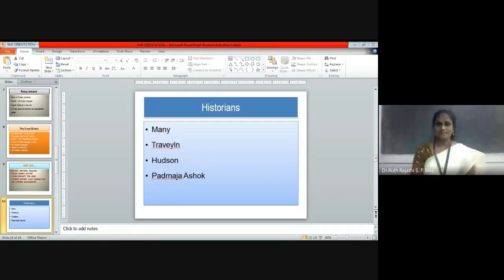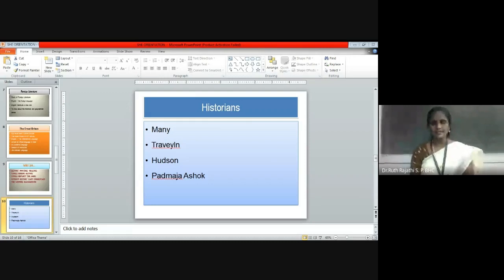So Trevelyan is a very famous historian, and he has come up with very elaborate details about the history of English literature. So that is the first person, Trevelyan. And the second one is Hudson. Hudson is the book prescribed for you. Hudson has written History of English Literature. That's it.